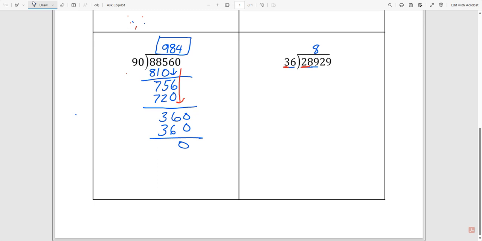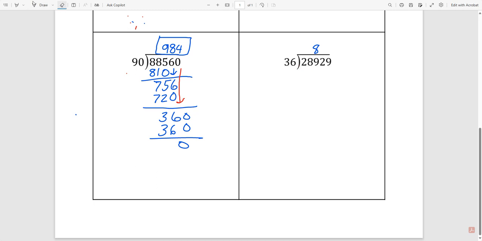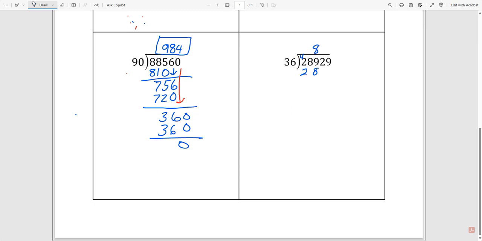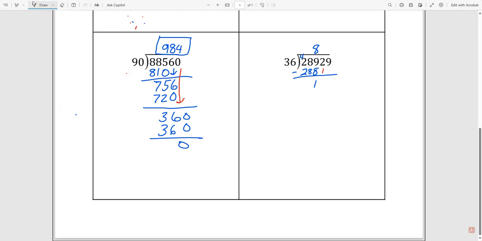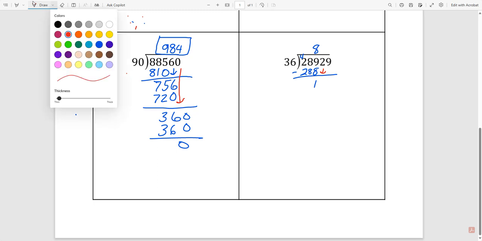Okay, and so now we can multiply. Let's get these lines out of the way. That's to help us with our visual. And we can say 8 times 6 is 48. And we'll carry the 4. And then 8 times 3 is 24, plus the 4 is 28. All right, that works out pretty good for us. So that's 288. We'll subtract 289 minus 288. 9 minus 8 is 1. All right, and then we'll bring down the 2, which is our next digit. And bringing that down, we get 12.